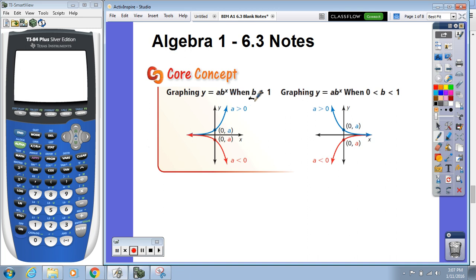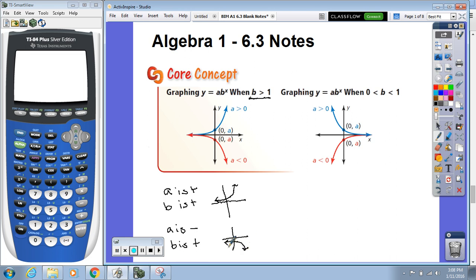This graph is when b is positive, and the blue graph shows when a is greater than 0, so a is positive. When a is positive and b is positive, the graph is going to look something like that, roughly. Now, when a is negative and b is positive, you're going to have a graph that looks something like this.